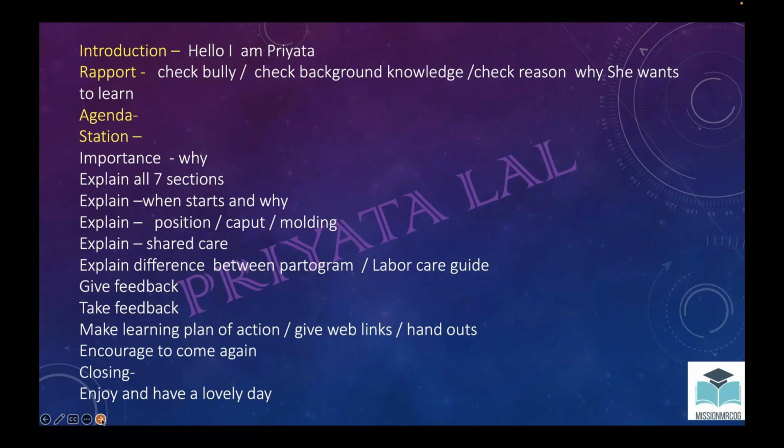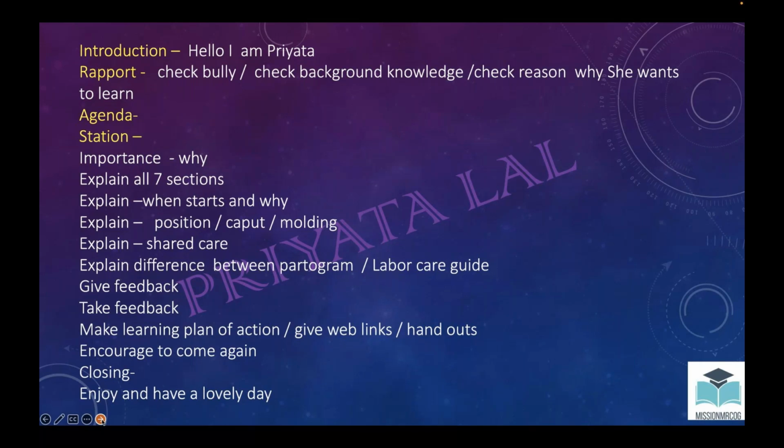So, check the background knowledge. Have you read something about the labor care guide? Have you had an idea about the WHO partogram? Yeah, wonderful, fine. Can you tell me the reason why you want to learn about it? What is running in your thoughts and why you want to learn? So she'll say something about it. So do all the rapport making: introduction, bully check, background knowledge check, and the check for the reason.